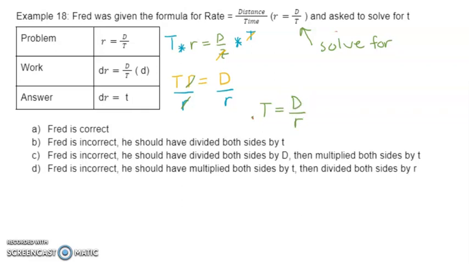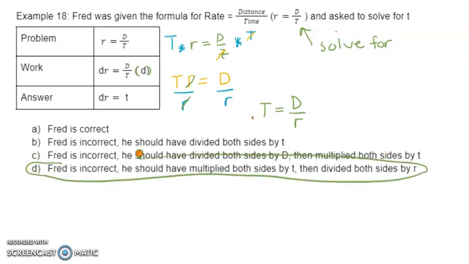Alright, so Fred was incorrect when he solved his problem because he multiplied both sides by D. And obviously what I did was I multiplied both sides by T first. So the correct answer is going to be D. Fred was incorrect. He should have multiplied both sides by T and then divided both sides by R. Go ahead and do the U-try example for problem 18. Let's go ahead and look at problem 19.